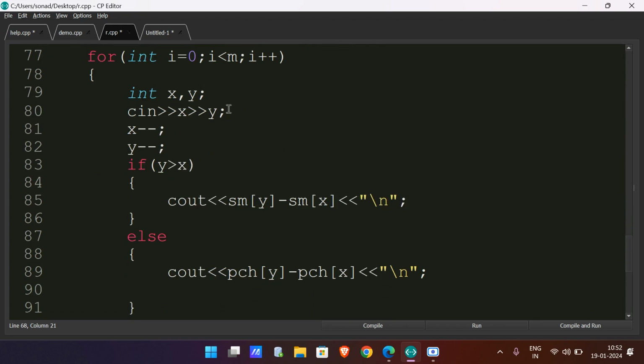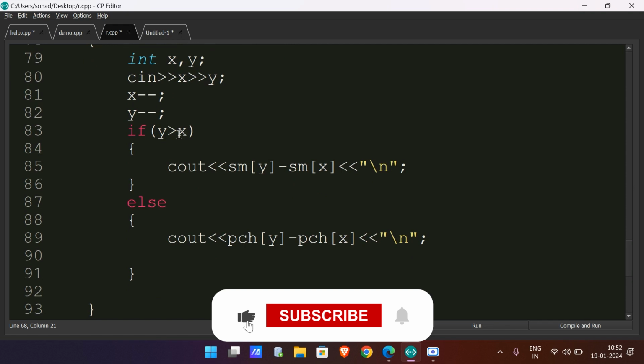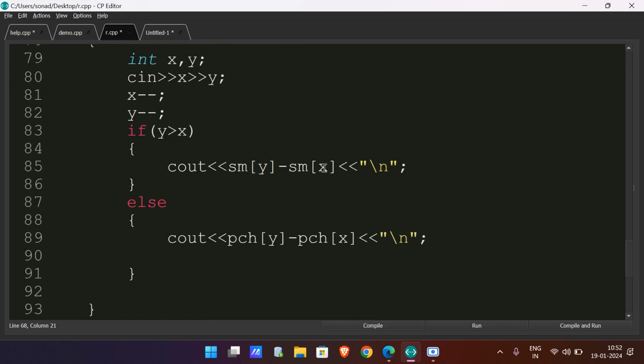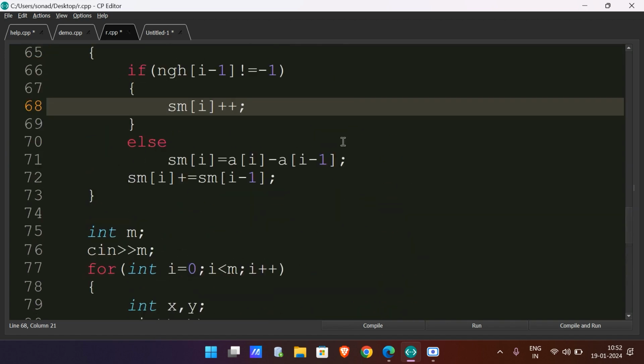And then I'm taking x and y, the city I need to go to up to y from x, and I'm reducing 1 to make it zero-based indexing. Then if y is greater than x, then I need to go in the sm direction. So sm of y minus sm of x. If I need to go in the pch direction, then pch of y, the destination, minus the source. Same thing. So I think it would be helpful.